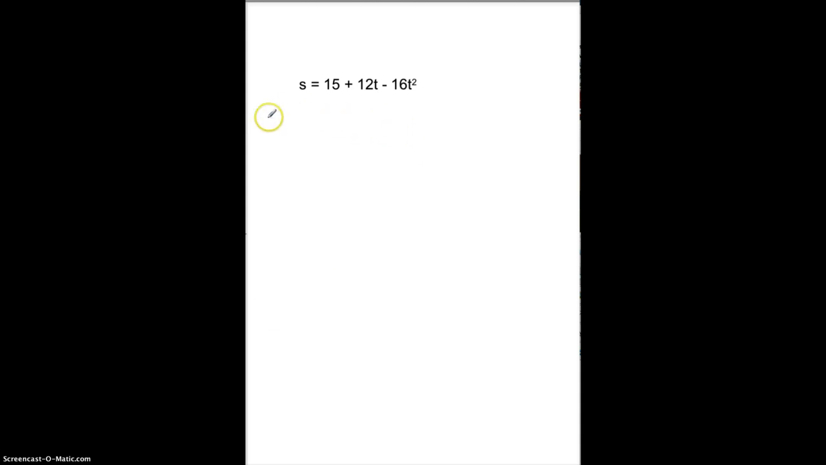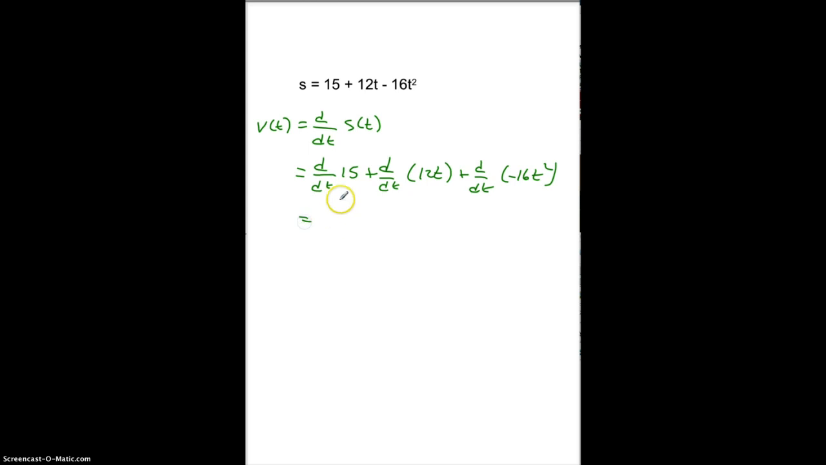Now, let's find the velocity of this function. Velocity of t is the derivative with respect to time of s. So this is a derivative with respect to time of 15 plus a derivative with respect to time of 12t plus a derivative with respect to time of negative 16t squared. So that's 0, 12 minus 16 times 2t. So this is 12 minus 32t.